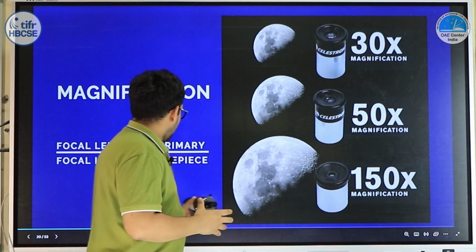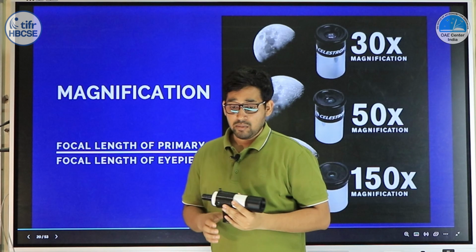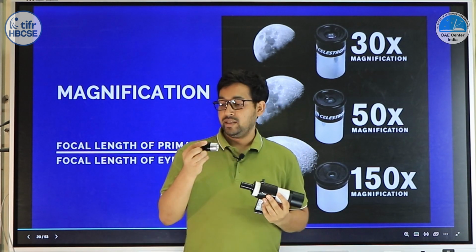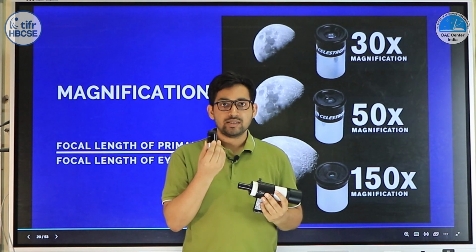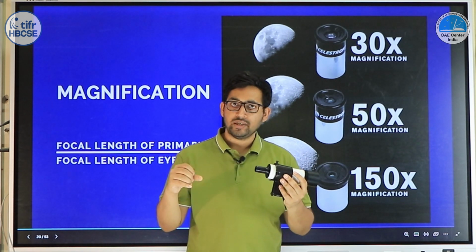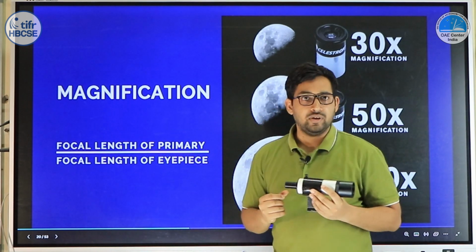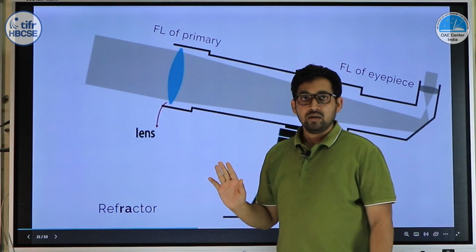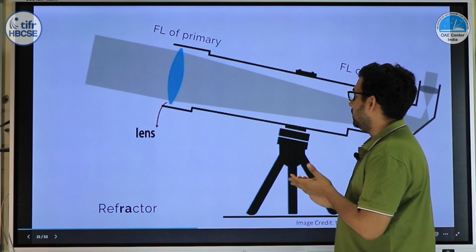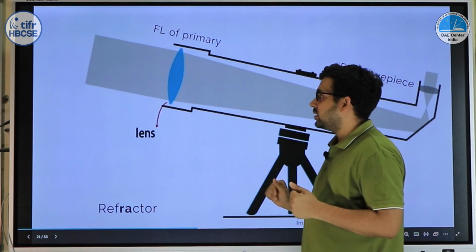Now, typically it is very difficult to change the primary focal length, but what astronomers do is carry a lot of eyepieces with them. So, they can, not for this finder scope, but they can remove the eyepiece and replace it with another eyepiece to have a different magnification. This formula, primary divided by eyepiece, is true for both refracting and reflecting telescopes.